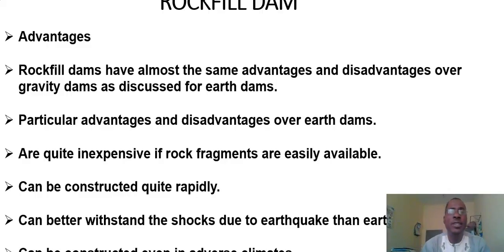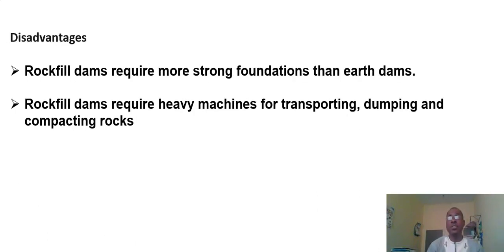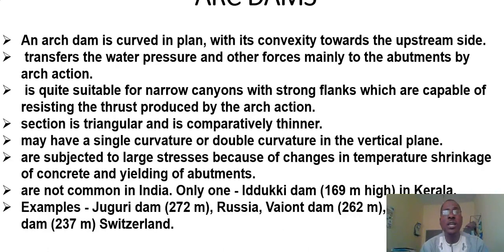So what are the advantages of rock-fill dams? Rock-fill dams have almost the same advantages as gravity dams as discussed, plus the particular advantages and disadvantages of earth dams. They are quite inexpensive, rock is easily available, they can be constructed quite rapidly, and can better withstand shock than an earth dam. Disadvantages: a rock-fill dam requires a stronger foundation than an earth dam, and requires heavy machinery for transporting, dumping, and compacting rocks. So these are some of the points. So we have earth dams.